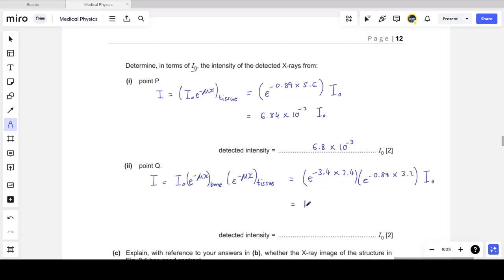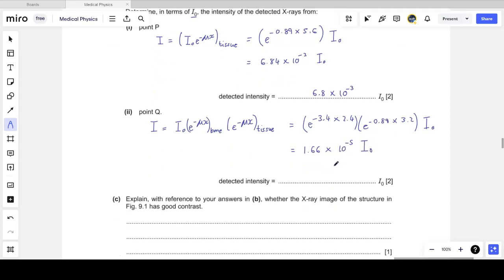So if I compute this, I get 1.66 times 10 to the minus 5 I0. It's a tiny amount that actually passes through. So it's 1.7 times 10 to the minus 5 I0, and that's in two significant figures. And so that's the detected intensity after passing through bone and tissue.